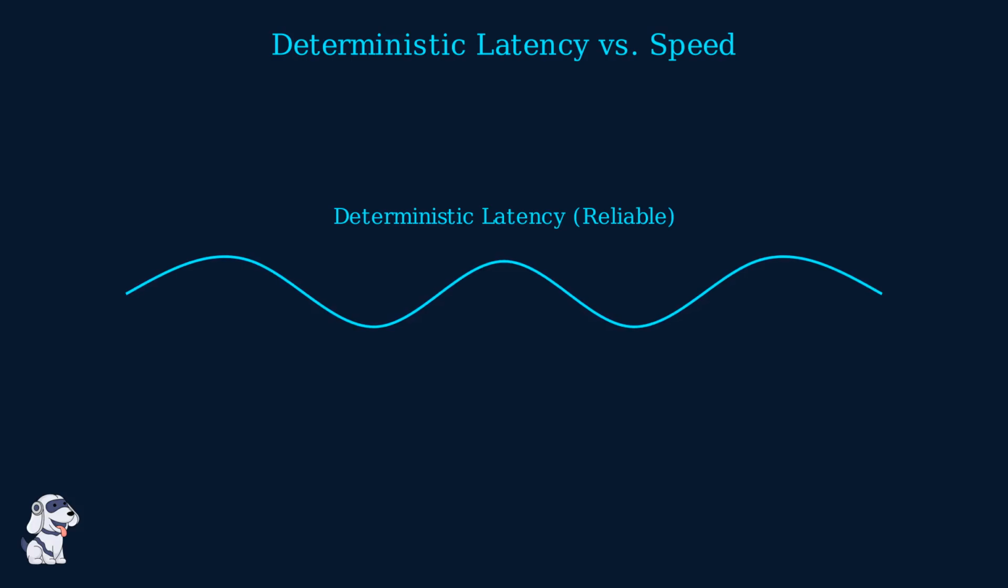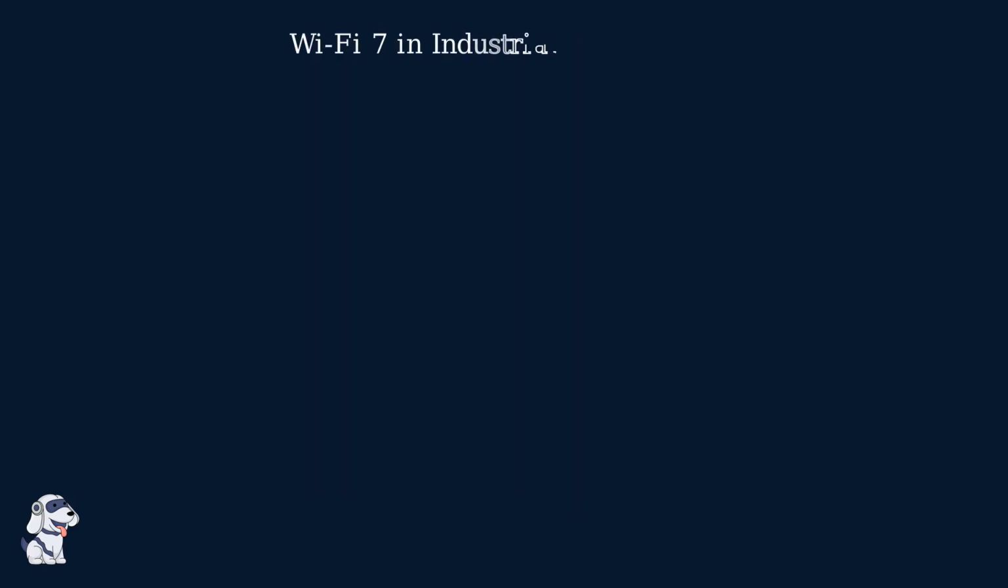By prioritizing stable timing over bursts of speed, Wi-Fi 7 provides the deterministic performance required for real-time applications like robotics and remote surgery. This evolution from pure speed to deterministic reliability is what makes current Wi-Fi the backbone of today's hyperconnected industrial landscape.